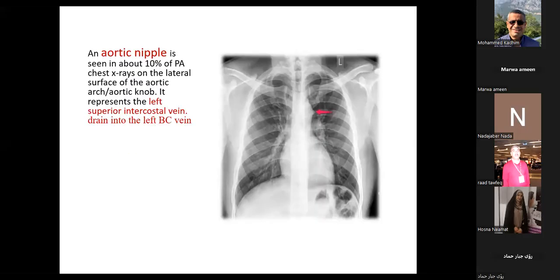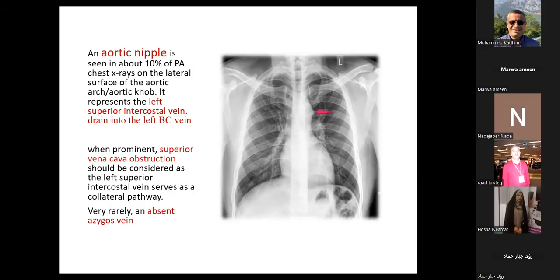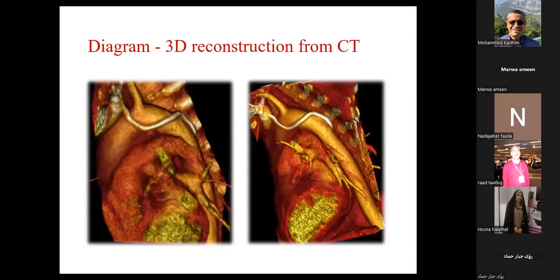The aortic nipple is seen in about 10% of frontal view chest X-rays, on the lateral surface of the aortic arch. It represents the left superior intercostal vein draining to the left brachiocephalic vein. If it becomes more prominent, we have to remember it may be due to superior vena cava obstruction or absence of the azygos vein. Diagram of the 3D reconstruction from the CT showing the passage of the subcostal vein to the brachiocephalic vein.